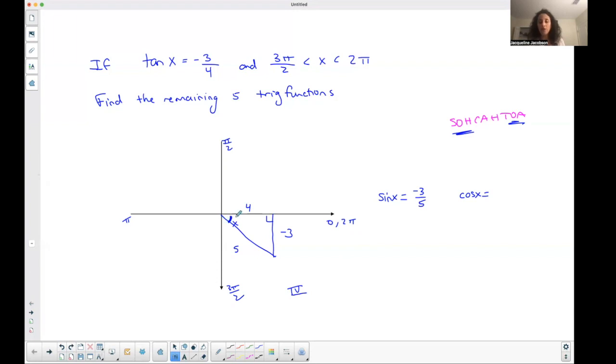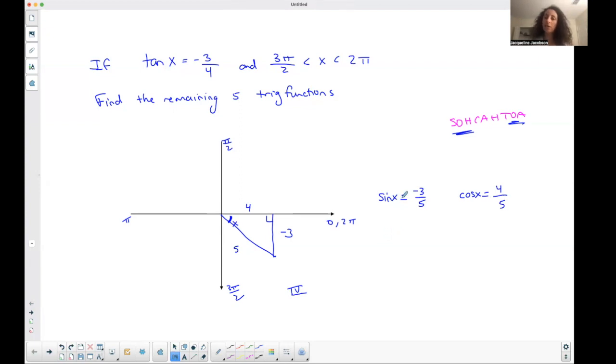By the way, if you're drawing this right triangle, the hypotenuse will never be negative, okay? Technically, no sides of a triangle are negative, but again, I'm just writing the negative to indicate quadrant location, and I will never put that on the hypotenuse, okay? It's always the legs. So cosine is adjacent over hypotenuse, and it makes sense that cosine should be positive in quadrant 4.